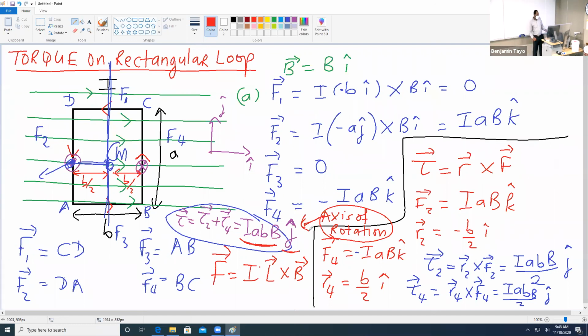So what I've just shown you is that the sum of forces is 0, but the sum of the torque is not 0.